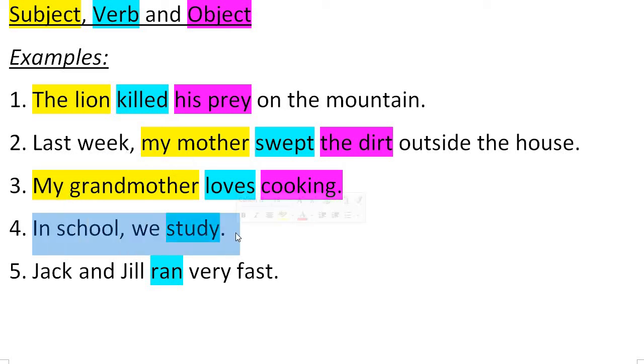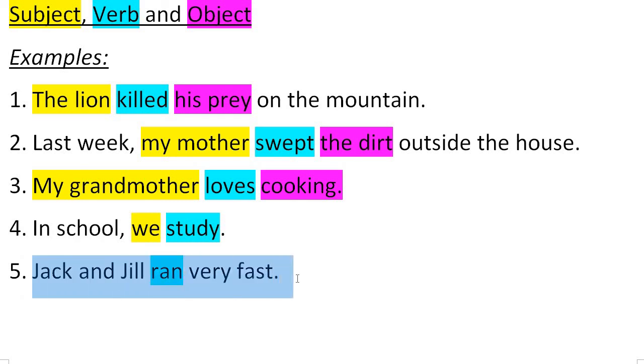Okay. In school we study. What is the subject of that sentence? Now you might say school. Hopefully not by this point. The subject is we, because who studies? We study. The school doesn't study, right? Okay. Look at number 5. Jack and Jill ran very fast. Which one is the subject there? Give you a few seconds, this is a bit of a harder one.